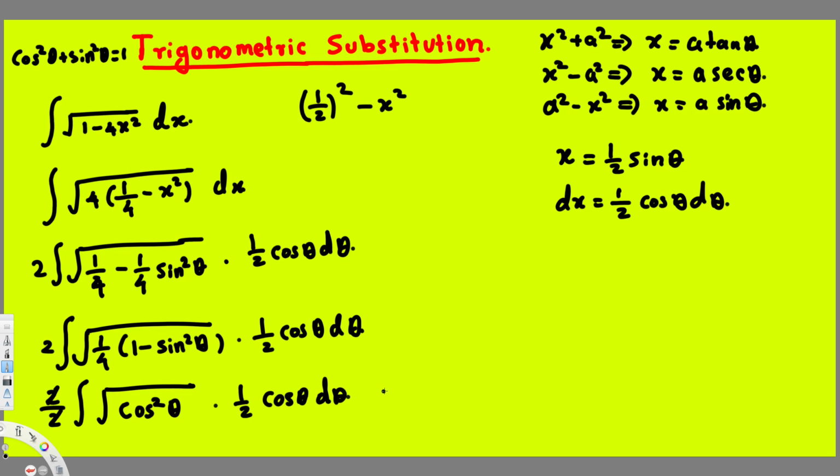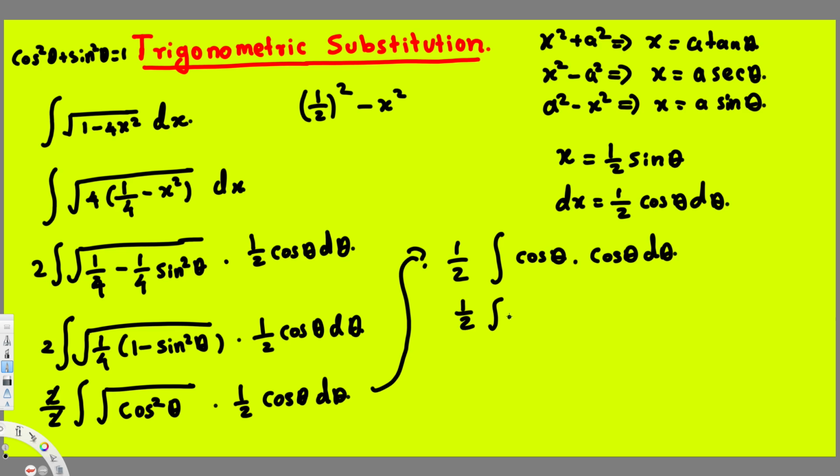Now let's continue this one right here, right? Now this half, we can move this half to the front. So half integration, and cos square theta square root, that's going to give us cos theta, right? And again we are going to have cos theta right here, d theta. Now cos theta times cos theta, that's going to give us cos square theta d theta.